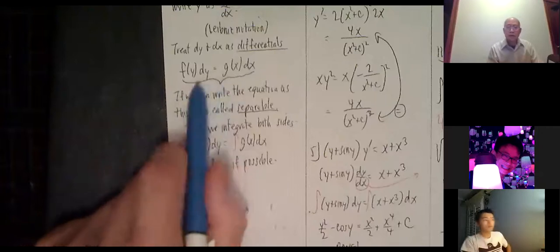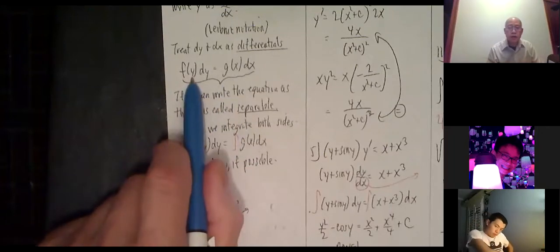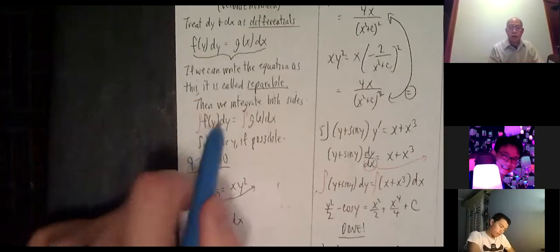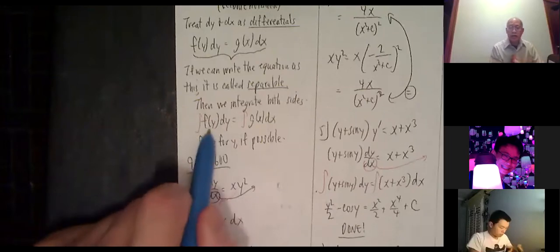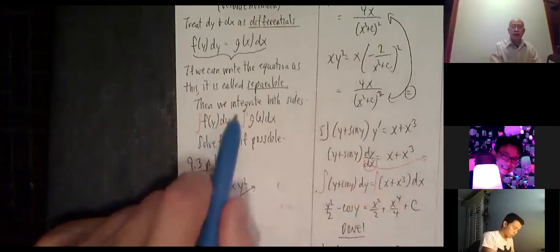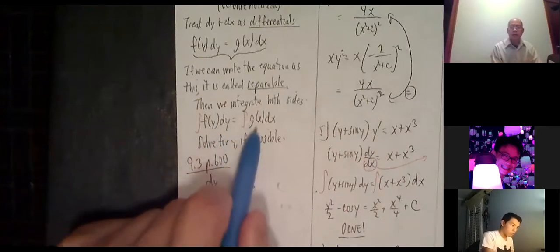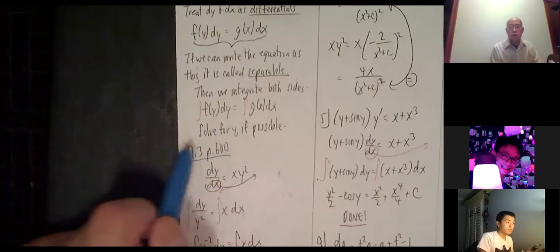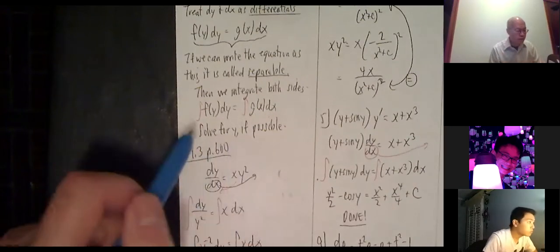So if you can make it like this, then all you do is integrate both sides. Integral of f of y dy, and that's perfect, right? That's the way it's supposed to look. You've got a bunch of stuff with y and dy, then you integrate a bunch of stuff with x and dx. Then after that, solve for y if possible.